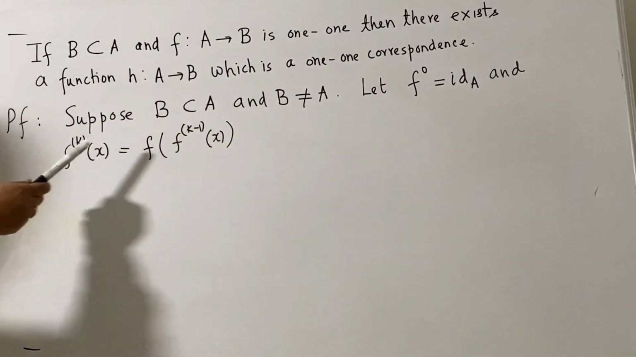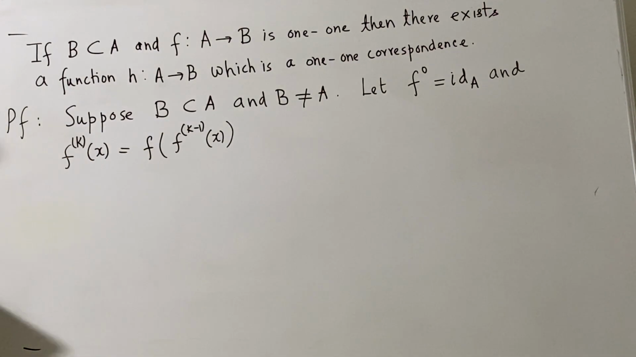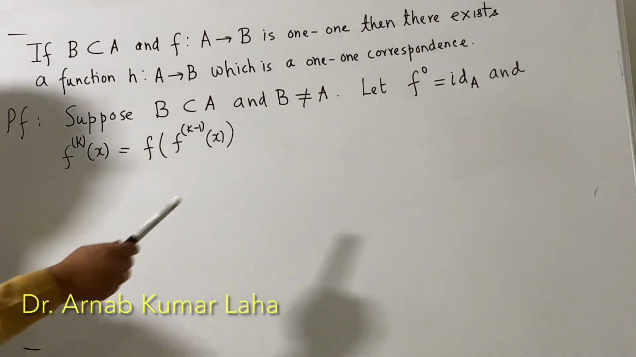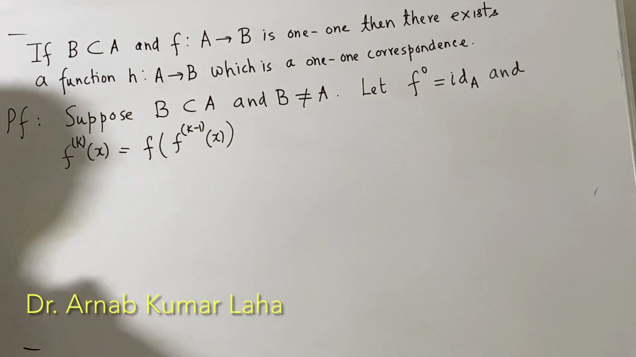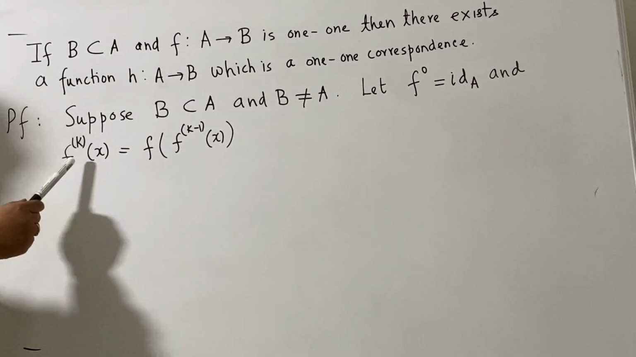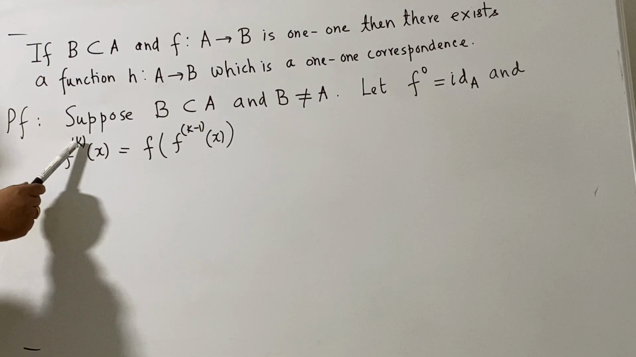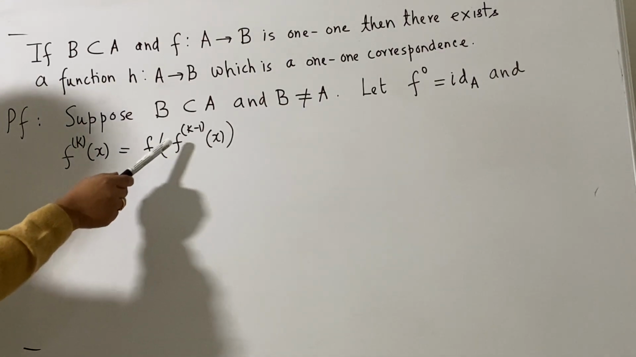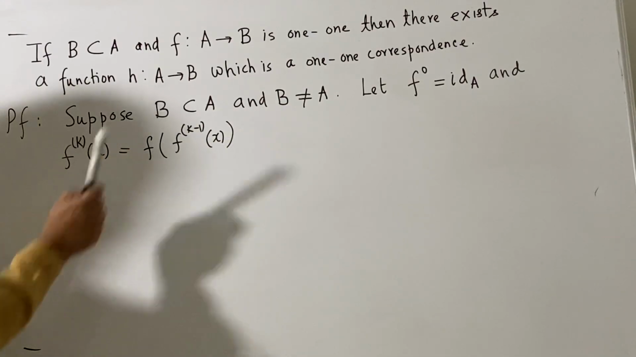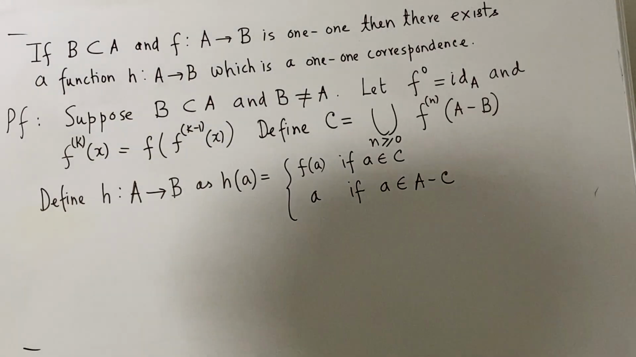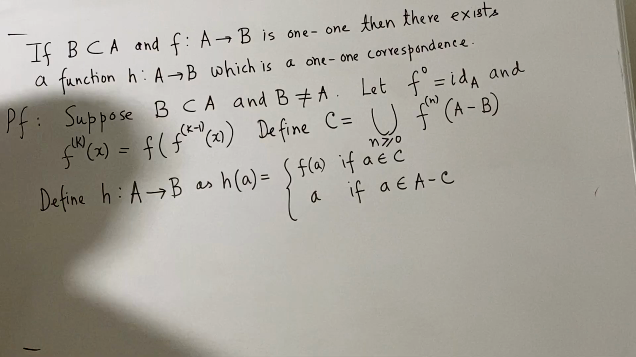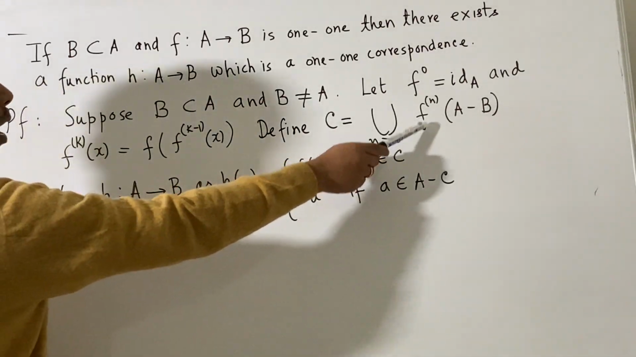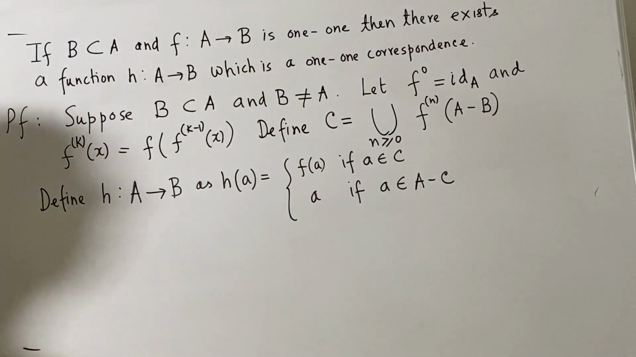Suppose B is a subset of A and B is not equal to A, and define f0 to be the identity function of A, and f^k(x), the kth iterate of f, is defined as f(f^(k-1)(x)). Now define the set C as the union over n greater than or equal to 0 of f^n(A minus B).